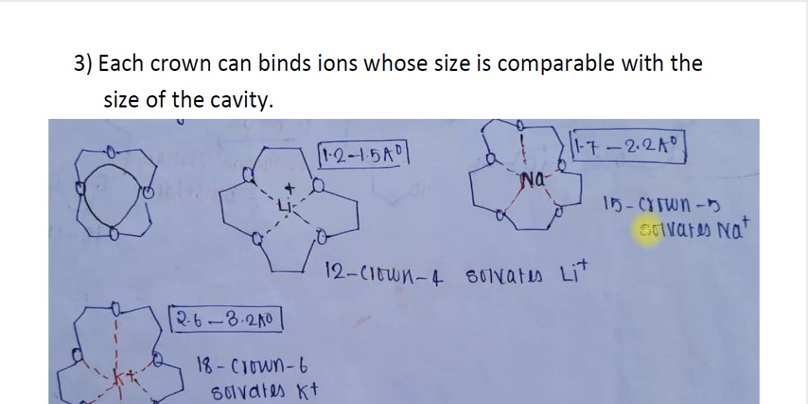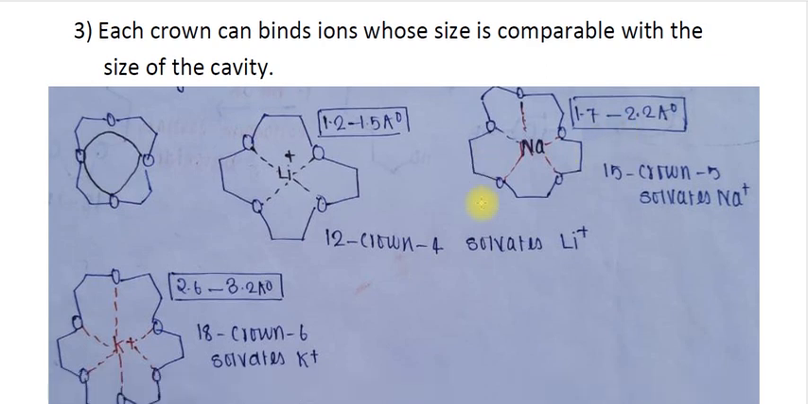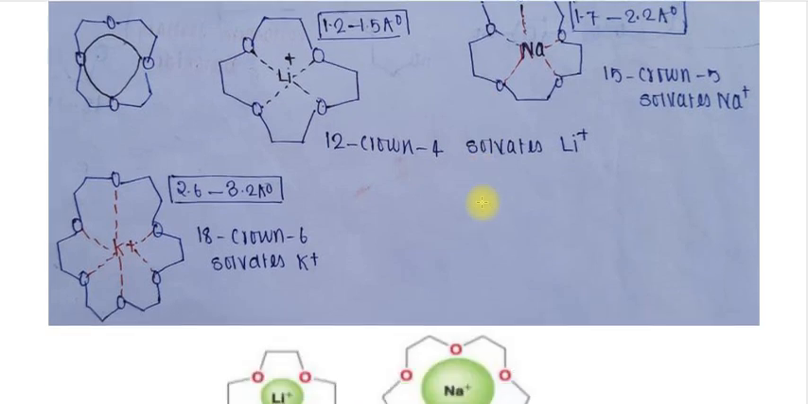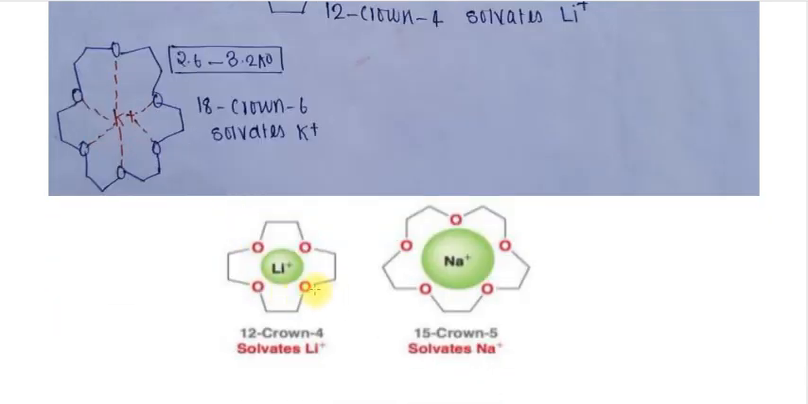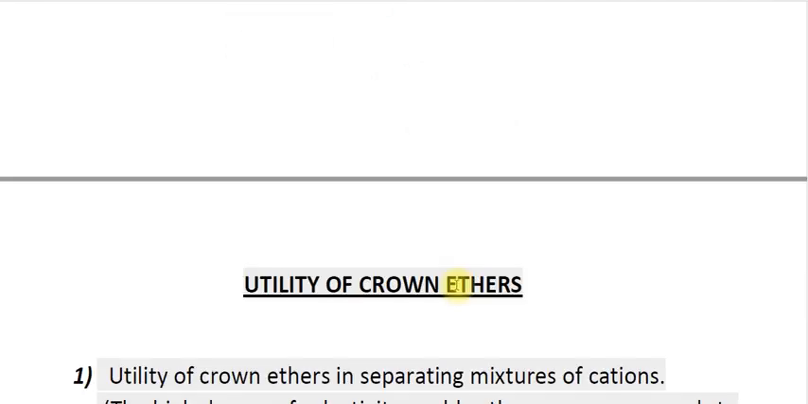In the same way, 15 crown 5 solvates the sodium cation, and here the internal cavity size is 1.7 to 2.2 angstrom, and that size is very good for the sodium ion to bind. And for 18 crown 6, we already discussed that it binds to the potassium, the internal size of the crown ether being 2.6 to 3.2 angstrom. Here are also some other diagrams: 12 crown 4 is always with the lithium cation, and 15 crown 5 is always with the sodium cation.